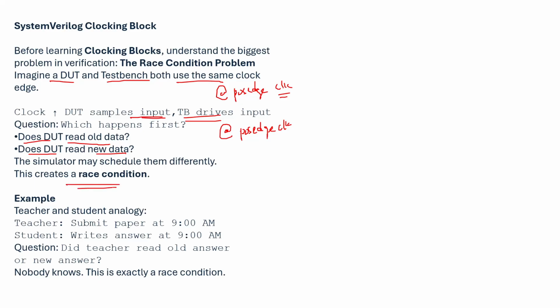That means I'm driving A equal to 10, and then the next one is driving A equal to 20. Which data do I need to consider? On the same clock edge, you are driving different values on the same signals. Then what do I need to consider here? That gives you the conflict. So to avoid that conflict, we are using clocking blocks.